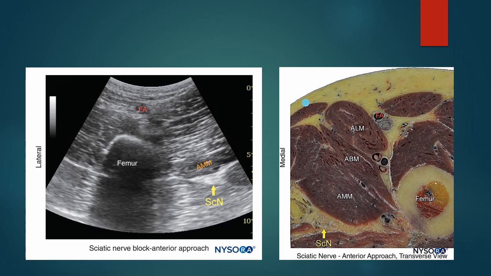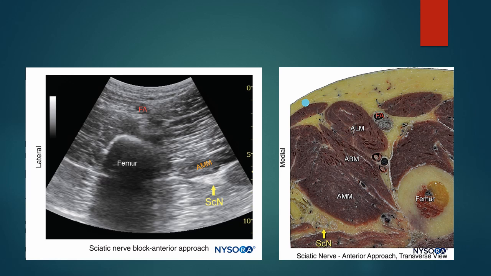Beneath the sartorius muscle is the femoral artery, and deep and medial to this vessel is the deep artery of the thigh. Both can be identified with color Doppler US for orientation. The femur is seen as a hyperechoic rim with the corresponding shadow beneath the vastus intermedius.